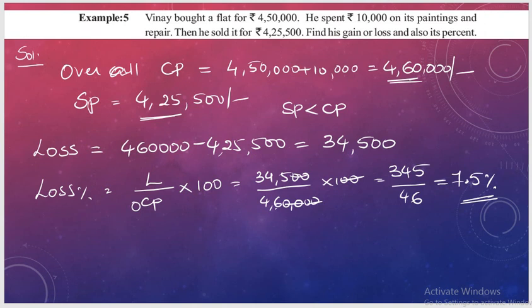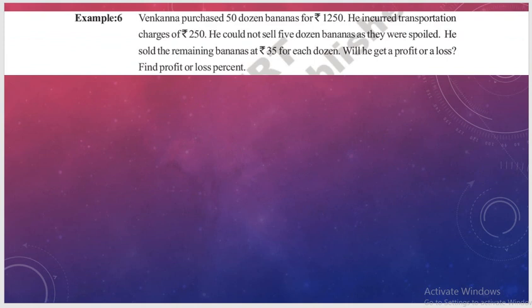Next, moving on to one more question. Venkanna purchased 50 dozen bananas for rupees 1250. He incurred transportation charges. So here clearly we can see all overhead expenses, right? Now in this, he could not sell 5 dozen bananas as they were spoiled. He sold the remaining bananas at 35 rupees for every dozen. Will he get a profit or a loss? Find the profit or loss percent. So that is the question, right?